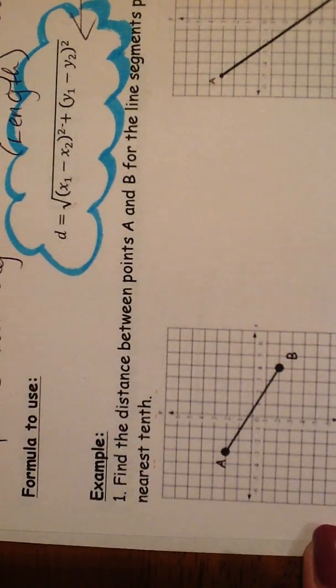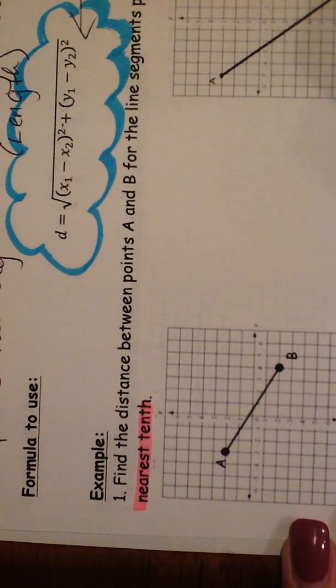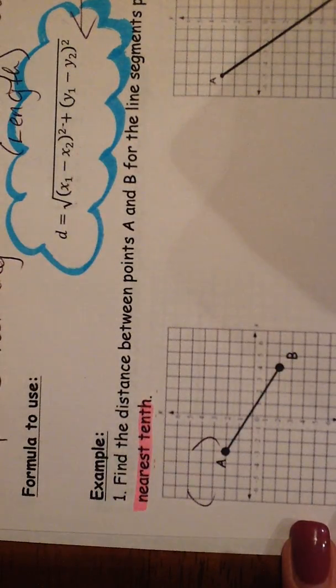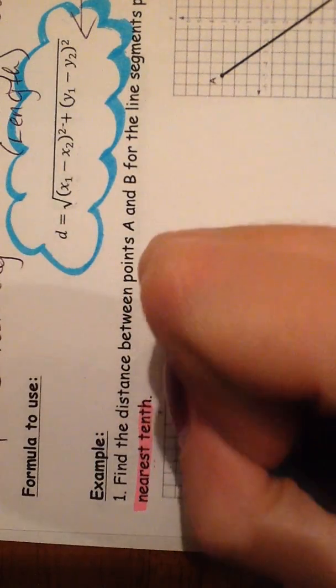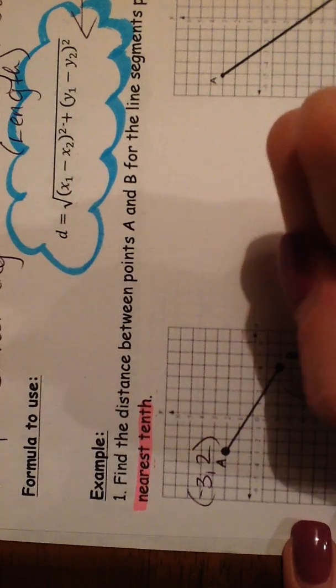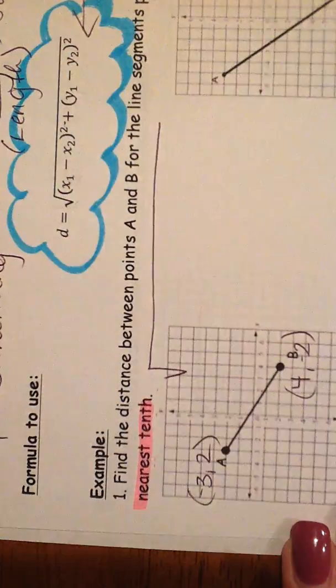I want you to highlight where it says round to the nearest tenth, because now I'm telling you how I want you to write your answer. Rounding something to the tenth means I'm rounding it to 1 decimal point. So the first thing I'm going to do is write down my ordered pairs. The ordered pair for A is (-3, 2), and the ordered pair for B is (4, -2). And then I'm going to come over here and set up my formula.